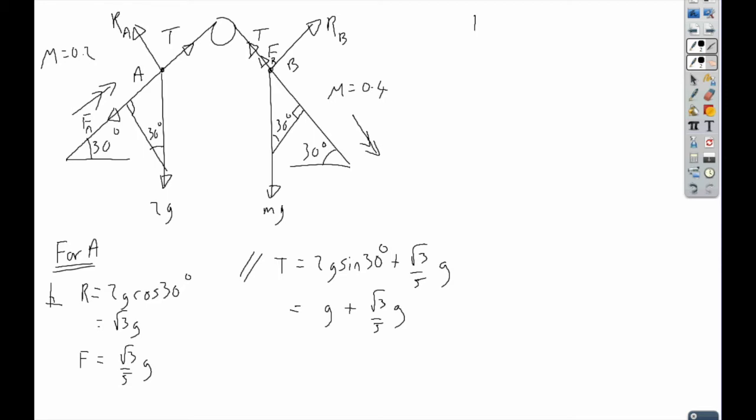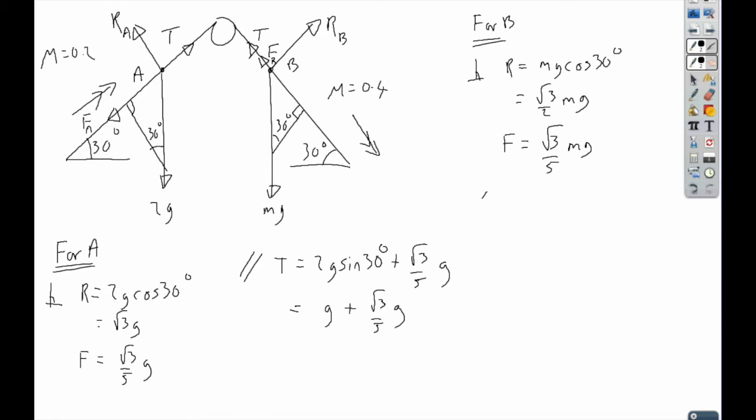Right, for B, let's have a look to see what's going on with particle B. Well, perpendicular to the slope, you must have R is equal to mg cos 30 degrees. And that's just equal to root 3 over 2 mg. And then using the coefficient of friction, F equals mu R, where mu is 0.4. That means that F must be root 3 over 5 mg.